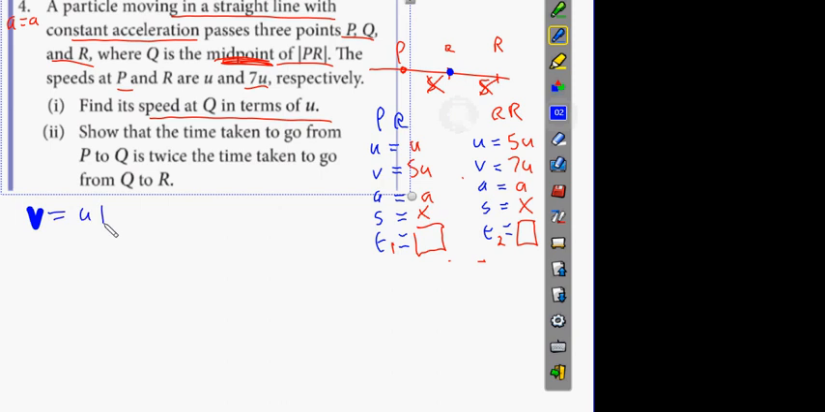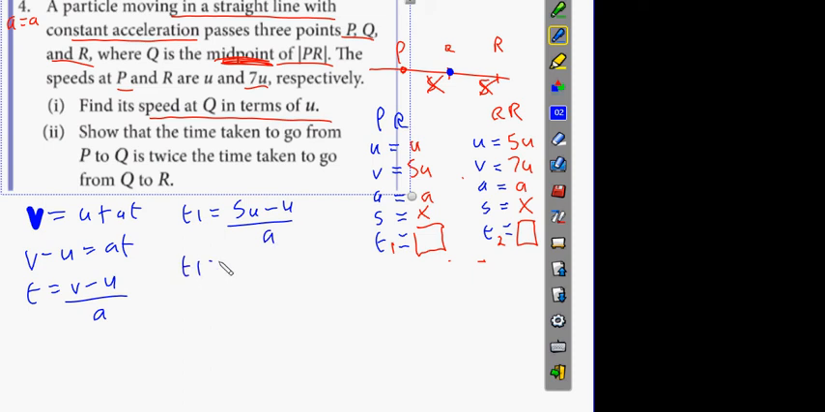v equals u plus at. If we isolate t, we get v minus u equals at. T therefore equals v minus u all over a. Now, what we're going to have for PQ is that T1 equals 5u minus u all over a. T1 equals 4u over a.